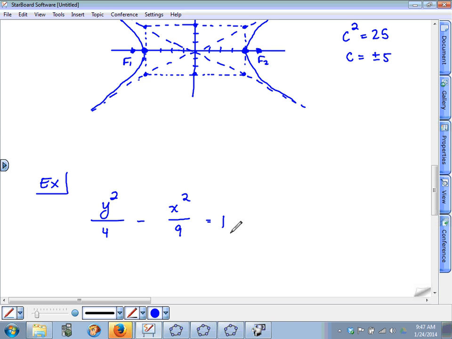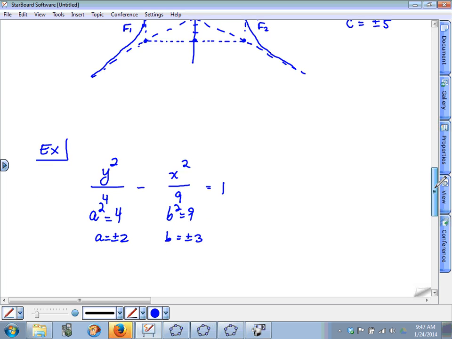For sake of time, let's just already have it in the form we need. Y squared over 4 minus x squared over 9 is equal to 1. What kind of hyperbola? Vertical, because it's the y squared that's positive. Now, the next question is really important. Which one is a squared? Which one is b squared? This is a squared, even though it's smaller. A squared equals 4. B squared is equal to 9, which means that a is plus or minus 2. B is plus or minus 3.